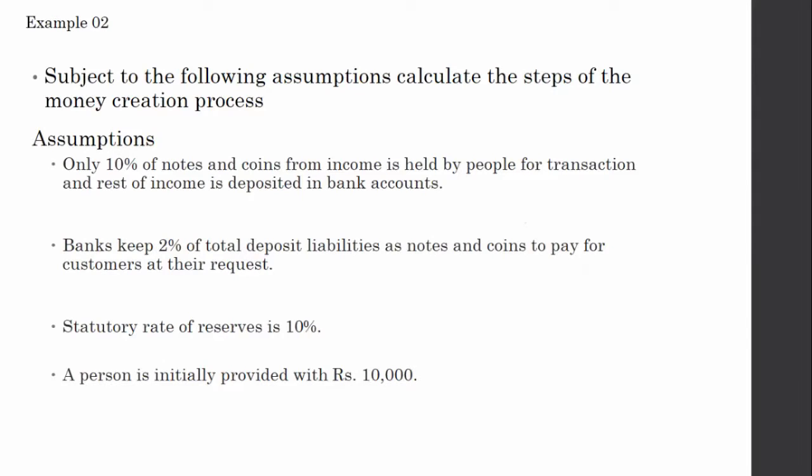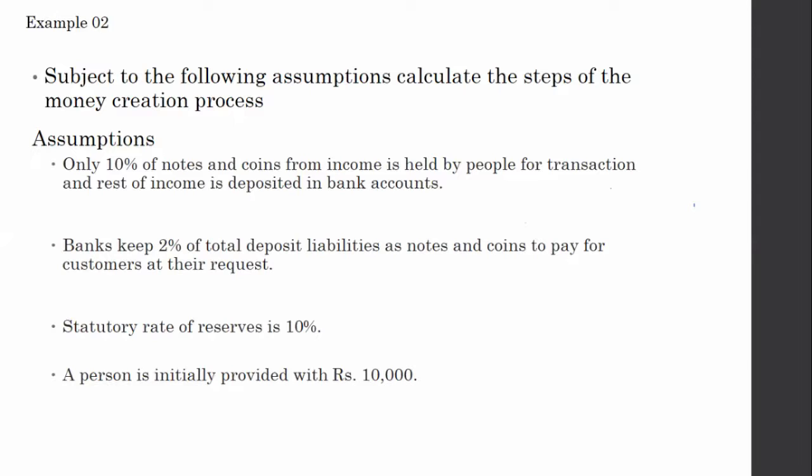Now I have given this example too for you to do by yourself. The assumptions have been given. The first assumption is that only 10% of notes and coins from income is held by people for transactions, and the rest of the income is deposited in bank accounts. Simply that means if you receive 1000 rupees, you will keep only 10% of the 1000, which is 100, and the remaining 900 you will deposit, right?